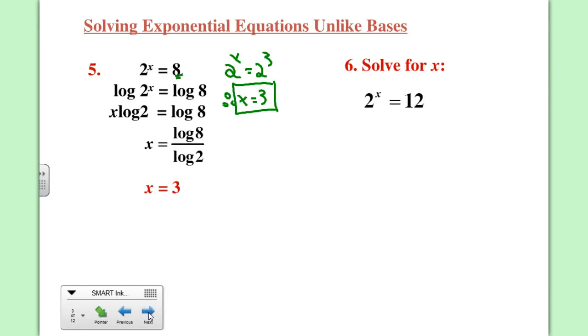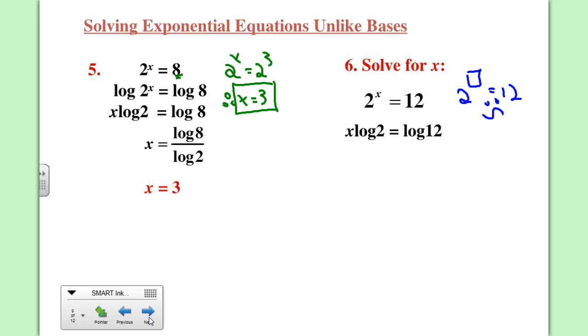For this one, you can't solve that by simply putting 12 as the same base. 12 doesn't work. 2 to the what equals 12? It doesn't have a base, and so that doesn't work. There has to be a different way. Well, turns out we take the log of both sides.